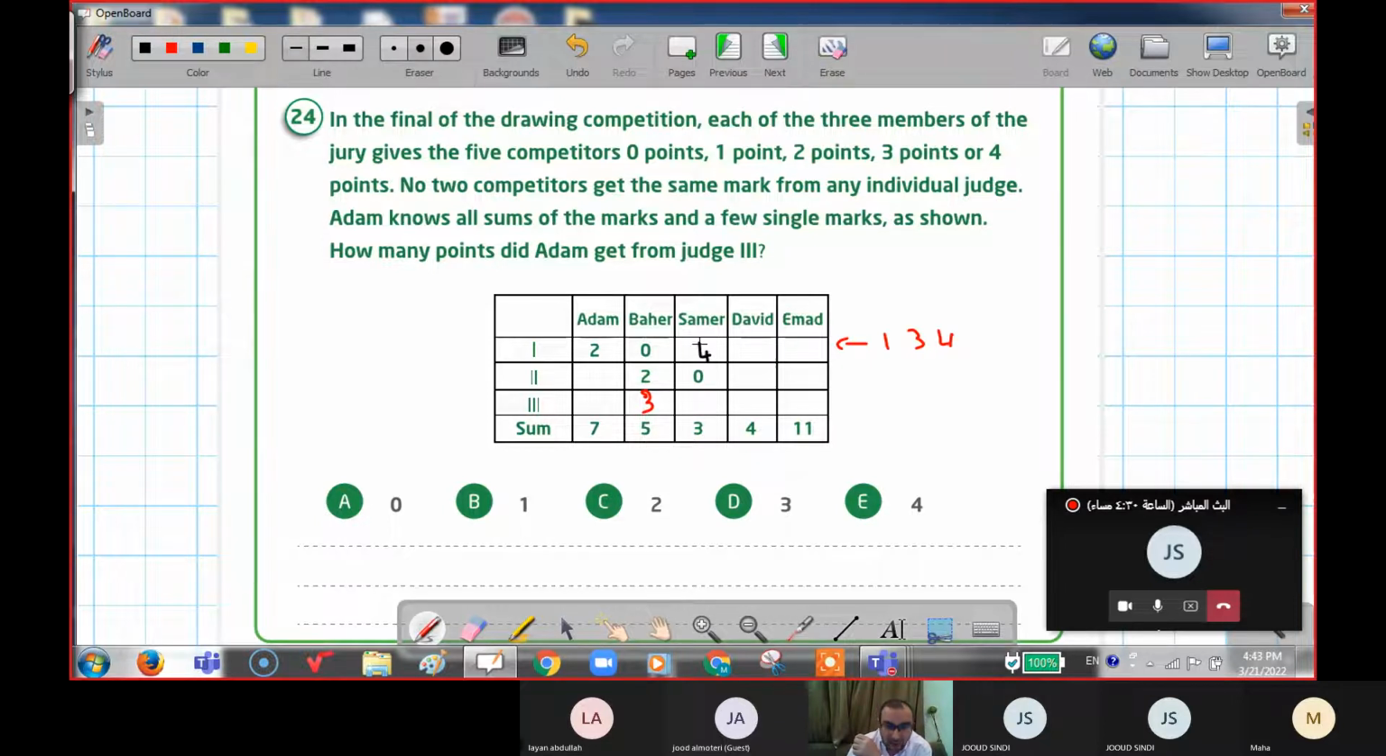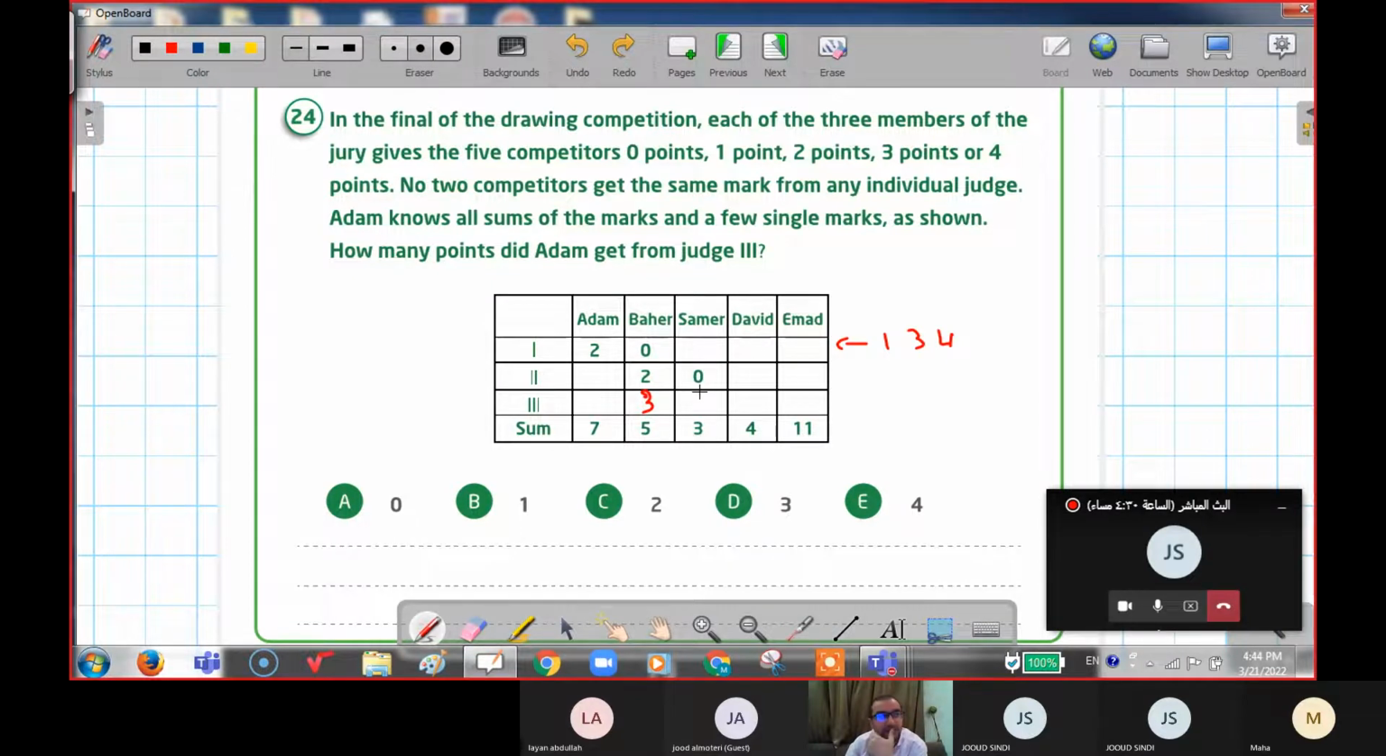Why? Because 4 plus 0 is 4 plus a positive number. It can be 3. So it cannot be 4. So I have now 1, 2, and 3. Maybe he will take 3, for example. But Jude says that he will take 1 or 2. But I don't know which one of them gives him 1 and which one gives him 2.